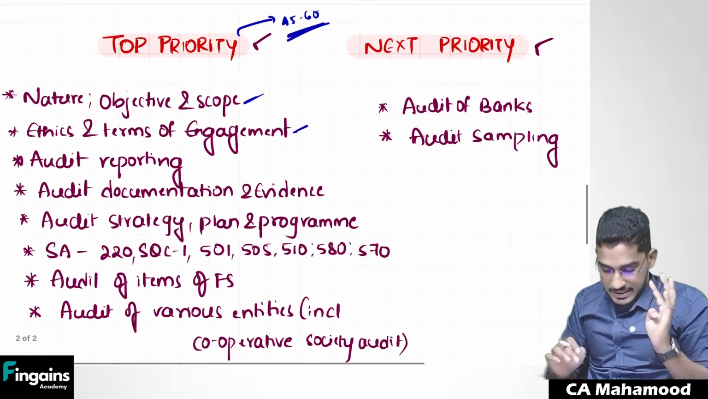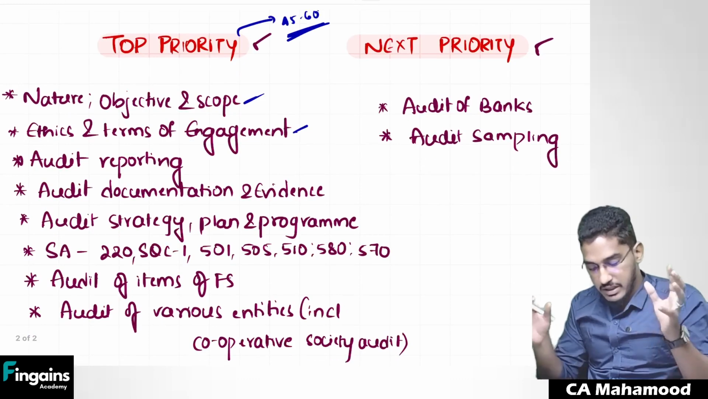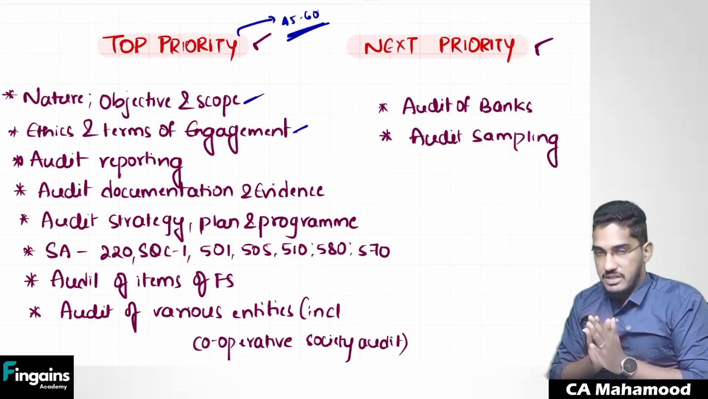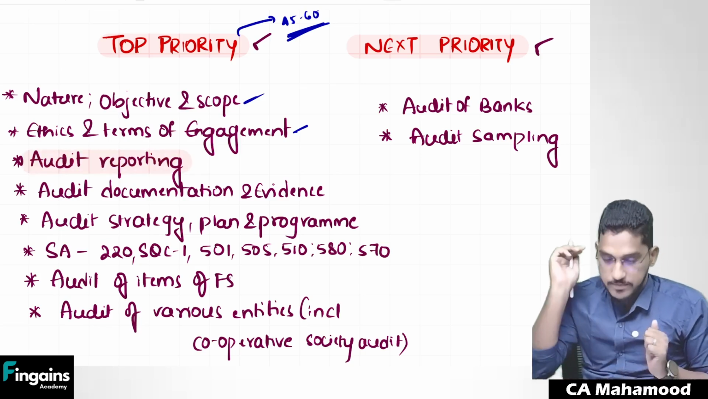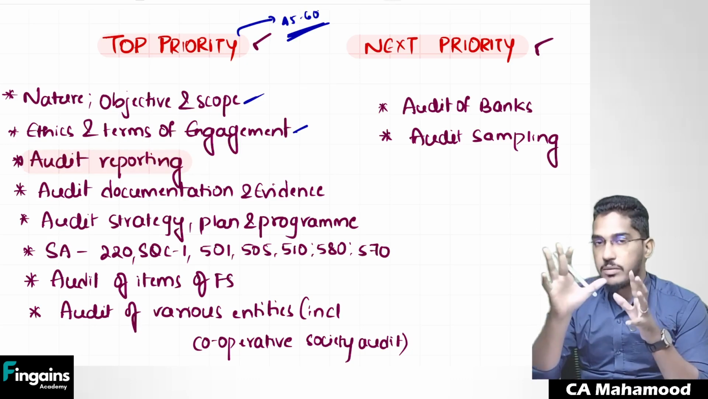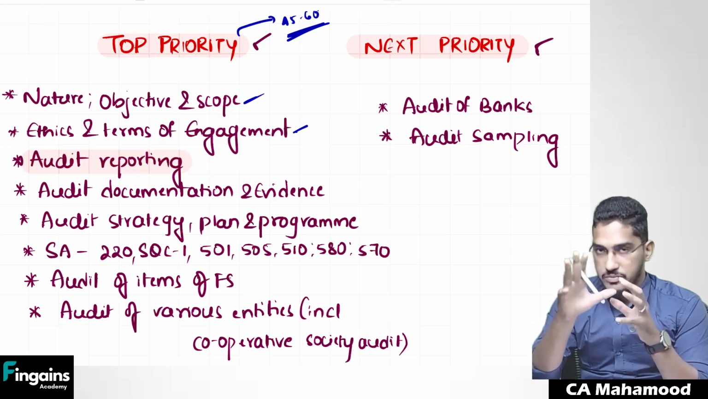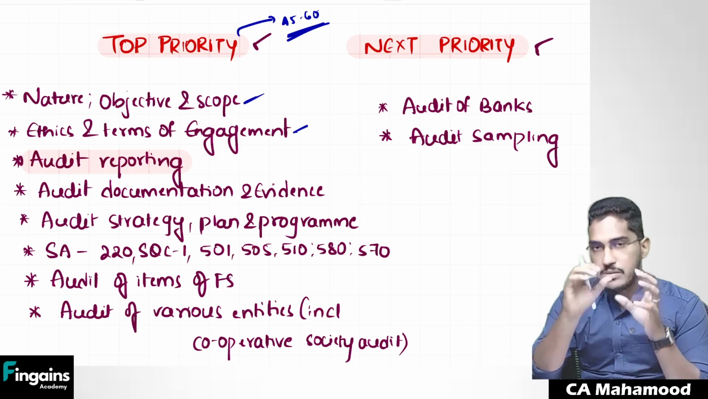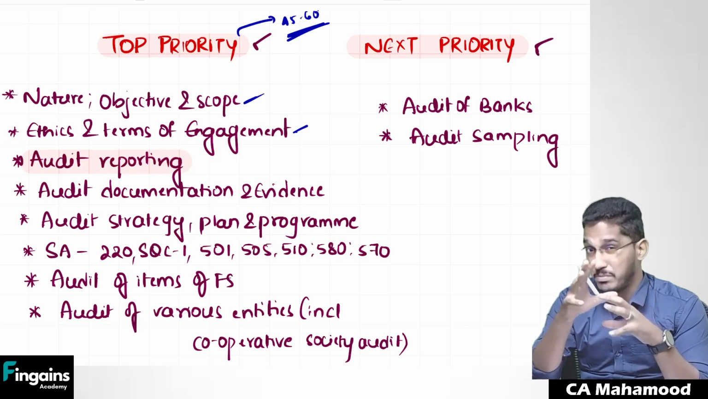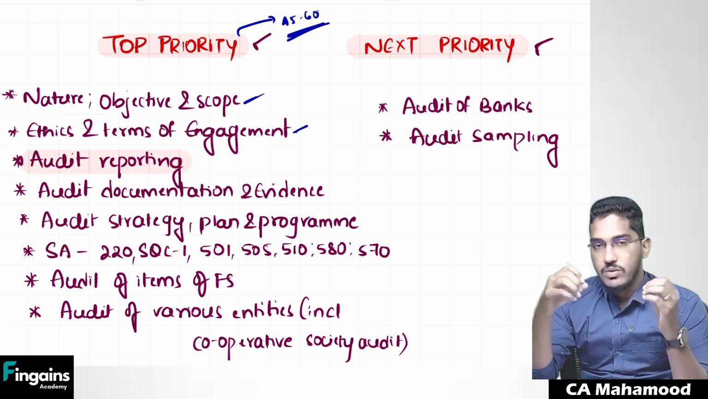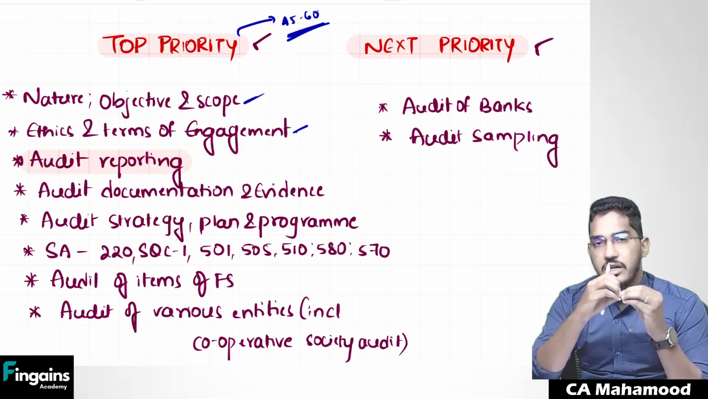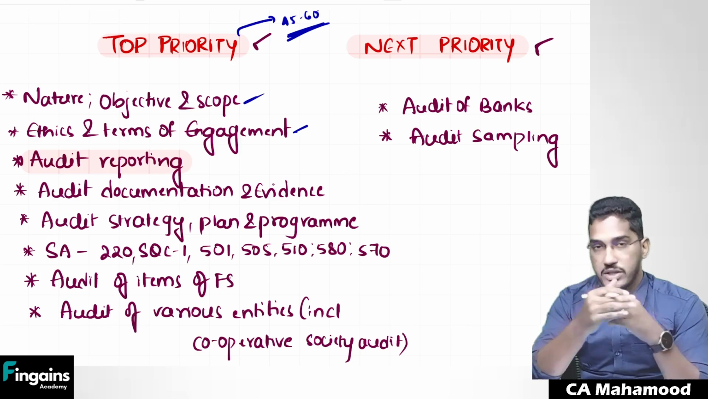Then coming to the next chapter. Once you are comfortably done with nature, objective and scope, ethics and terms of engagement, then come to the chapter audit reporting. Here you take some time. In the audit reporting chapter, you spend some amount of time. Why? Because this chapter is a bit wide. When I say audit reporting chapter, you try to cover all the content which is there in it.